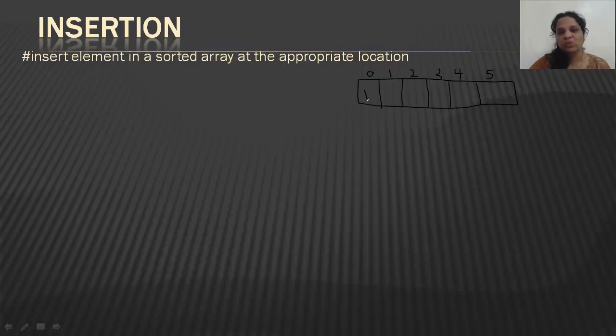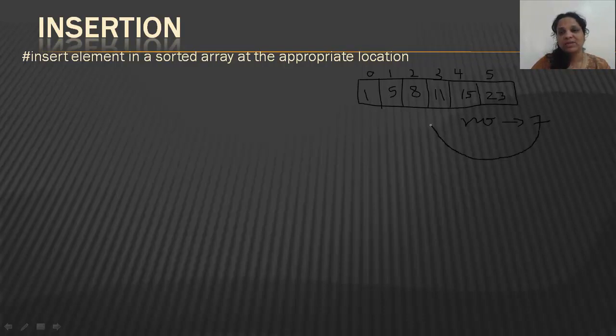Okay, so let's assume this is 1, this is 5, this is 8, this is 11, this is 15, and this is 23. Now the number I want to insert, they're just giving me the number that I want to insert, and the number I want to insert is 7. They are not telling me the position. They are telling me that the number to be inserted is 7. So how do I go about with that kind of insertion?